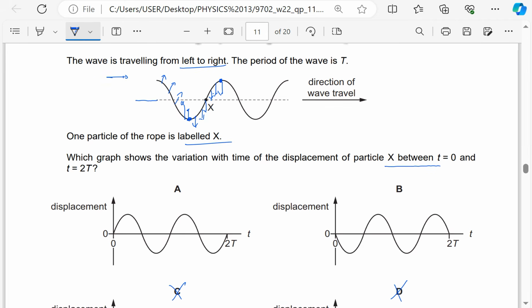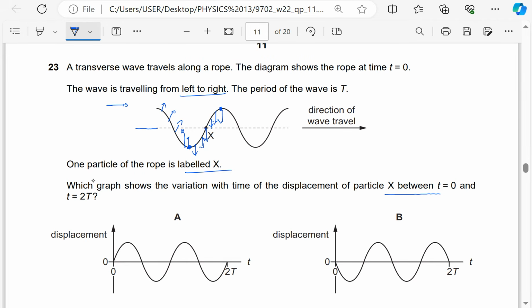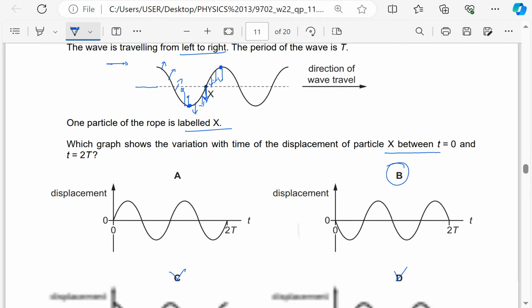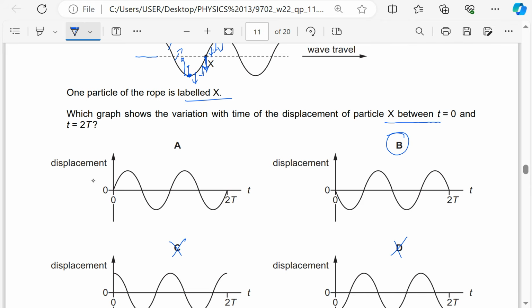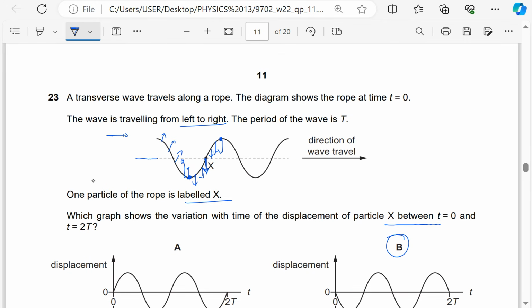Okay? But then the particle was vibrating downwards, so it means the graph should start by going downwards. So it is, because the arrow is pointing downwards, it means it was being displaced downwards. So the answer to this question is going to be B. The displacement-time graph should start from the bottom, because the particle here was vibrating downwards.